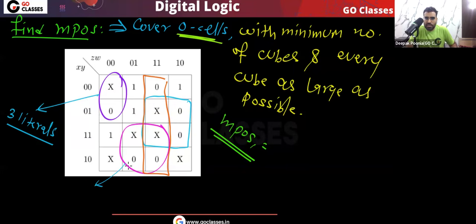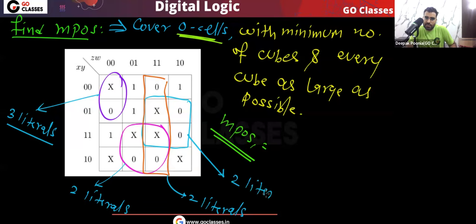Here you can see this is a size 4 cube. So when I write the sum term for this, that will contain 2 literals. You can see this is also a size 4 cube. The sum term for this will also contain 2 literals. And this is also a size 4 cube. If I write the sum term for this cube, then that will also contain 2 literals.